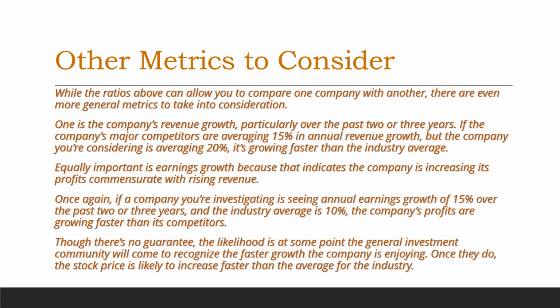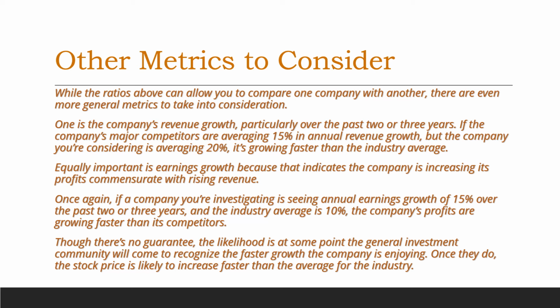Other metrics to consider. While the ratios above can allow you to compare one company with another, there are even more general metrics to take into consideration. One is the company's revenue growth, particularly over the past 2 or 3 years. If the company's major competitors are averaging 15% in annual revenue growth, but the company you're considering is averaging 20%, it's growing faster than the industry average. Equally important is earnings growth because that indicates the company is increasing its profits commensurate with rising revenue.